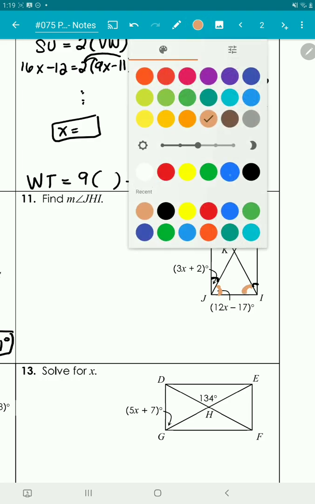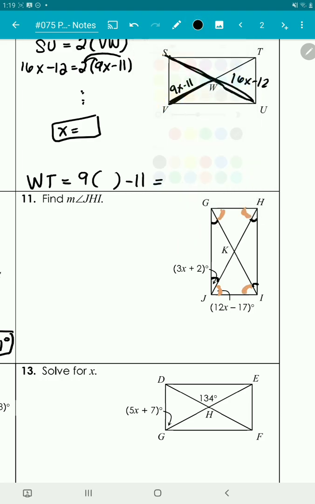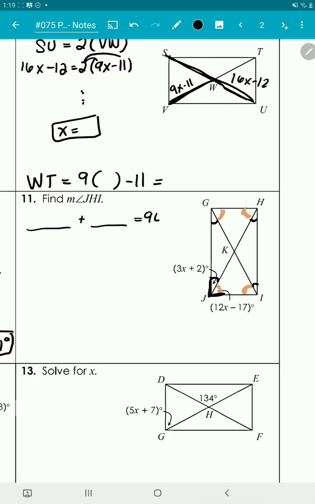You can see that these two, the two that we're looking at here, add to this 90-degree angle. So you're literally going to do one of them plus the other equals 90, because they add to 90 degrees. Go ahead and fill those in, so literally have the 3x plus 2, and then the 12x minus 17.